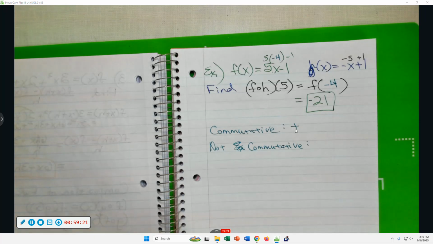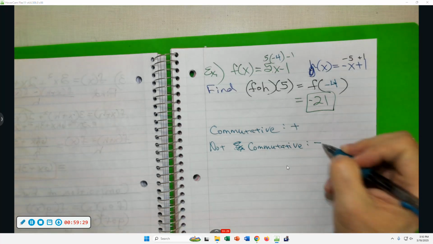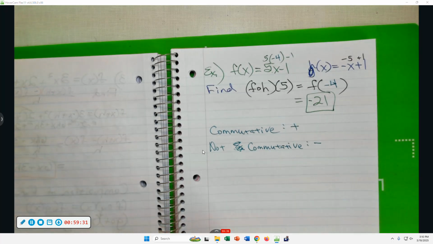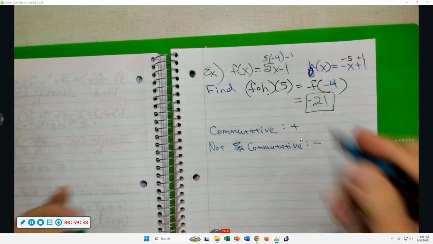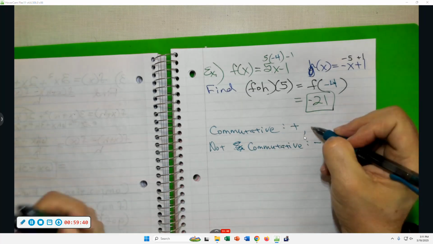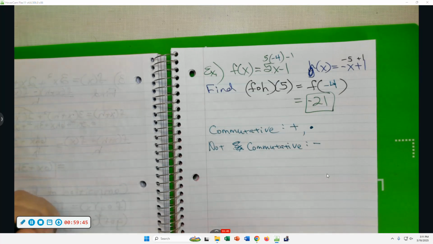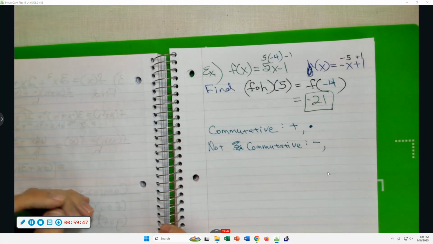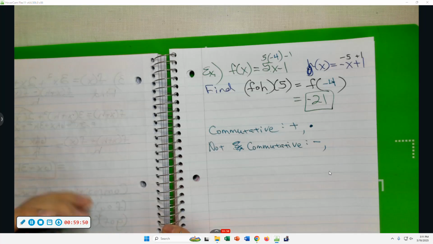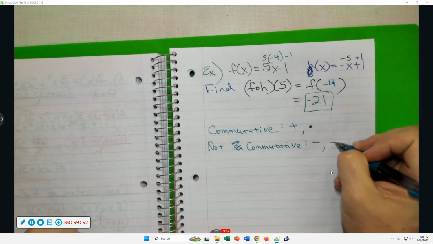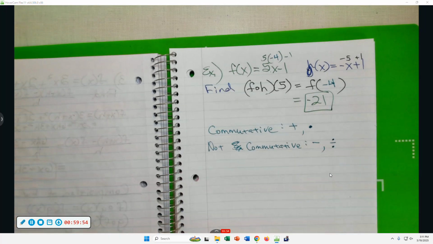Is subtraction commutative? Does A minus B always equal B minus A? No, usually it doesn't. What about multiplication? Does A times B always equal B times A? Yes. 2 times 3, 3 times 2, always. What about division? Does A divided by B always equal B divided by A? No, as a matter of fact, it usually doesn't. The only way would be if A and B were equal and not 0.